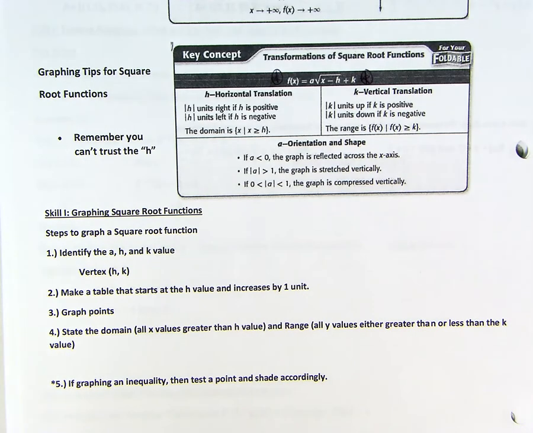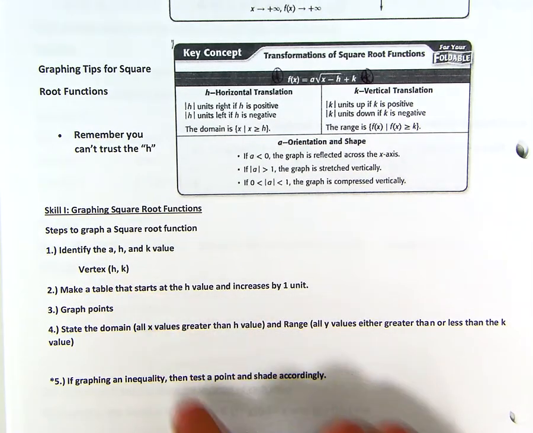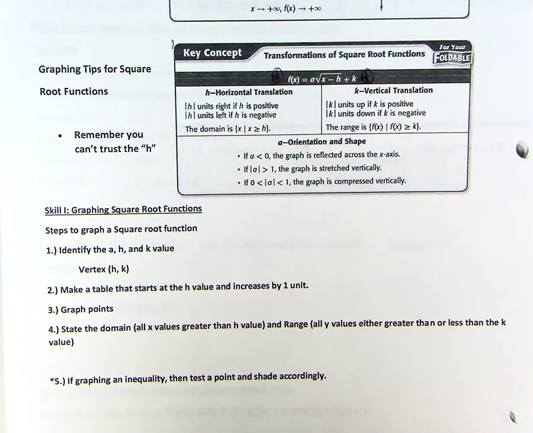Our first skill is going to be graphing square root functions. The steps are, first we're going to have to identify A, H, and K. Our vertex is just H, comma, K. Then we're going to make a table that starts at the H values and increases by 1 unit. We're going to graph the points, and then you're going to state the domain and range of the functions.